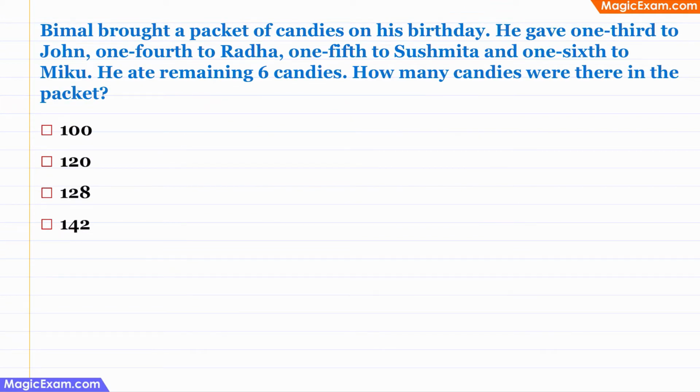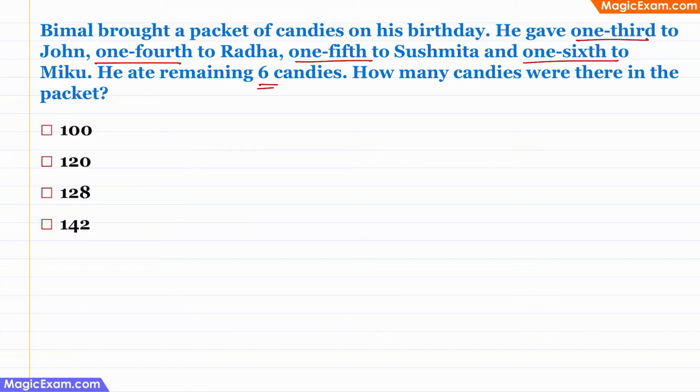Bimal bought a packet of candies on his birthday. He gave 1/3 to John, 1/4 to Radha, 1/5 to Sushmita, and 1/6 to Miku. He ate the remaining 6 candies. So how many candies were there in the packet? Now this is actually a simple question, but it requires some calculations. So if you can follow the steps that I've used and understand the calculations, then you'll be able to solve any such questions quite easily.